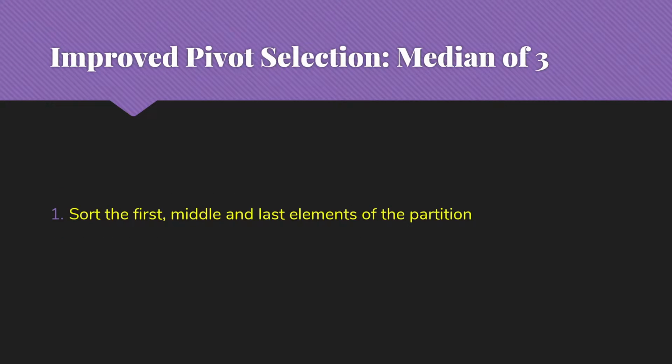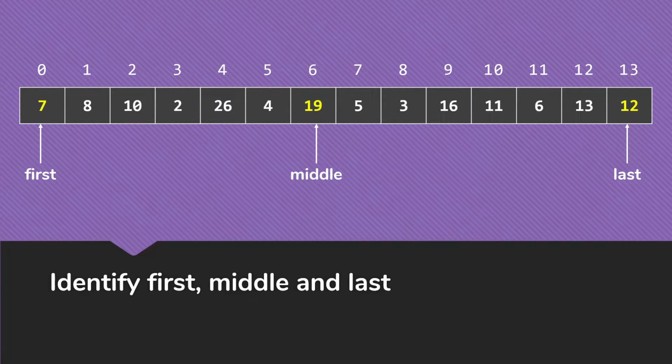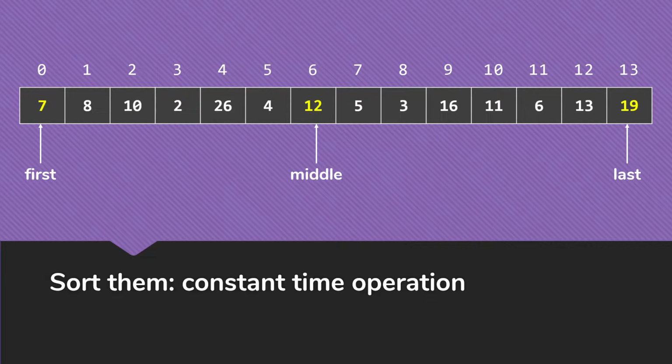The second change we're going to make is going to be a little bit more complex. We're going to use a more sophisticated way of picking our pivot called median of three. This is going to be in several steps. The first step will be to sort the first, middle, and last elements of the partition, which we can do with just a set of if-else statements. So we're going to identify the first index, the last index, and the middle index, and we're going to sort them. So now we have the smallest in the first spot, the middle one in the middle spot, and the largest in that last spot.